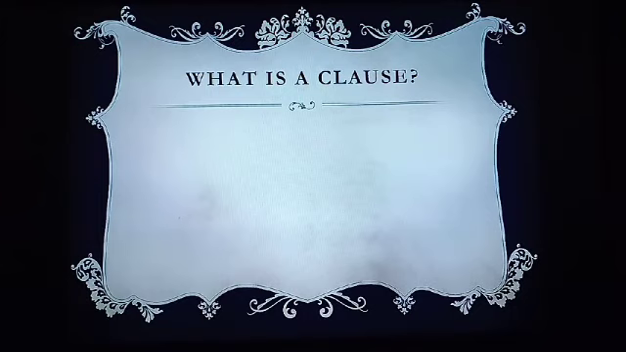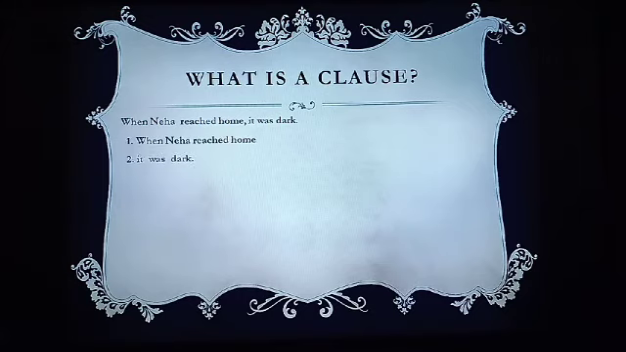Before discussing what is a clause, again we will start with an example. When Neha reached home, it was dark. This sentence can be fragmented, can be broken into two parts. Number 1, when Neha reached home. Number 2, it was dark. Both these parts have a subject and predicate of their own. Out of these, the second part, it was dark, makes a complete sense because it has a subject, it, a verb, was, and a complement, dark.